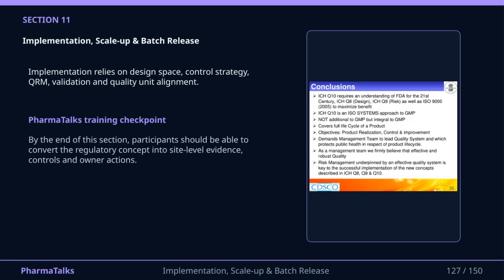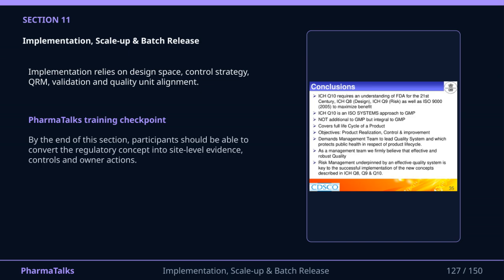In this section, we'll focus on implementation, scale-up, and batch release. Successful implementation depends on several critical elements, including the design space, control strategy, quality risk management, thorough validation, and alignment with the quality unit. These components work together to ensure consistent product quality and compliance.